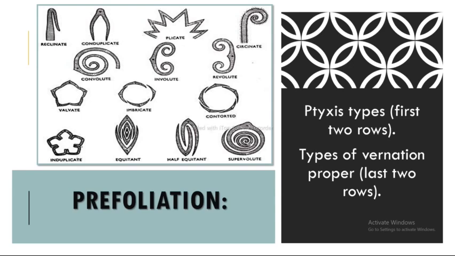Next condition is the supervolute. In the supervolute condition, when one convolute leaf encloses the other, ultimately a completely rolled up bud is formed. So this is known as the supervolute condition, as shown in the figure.